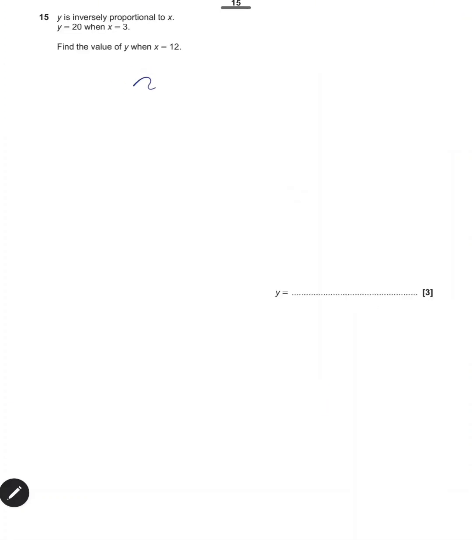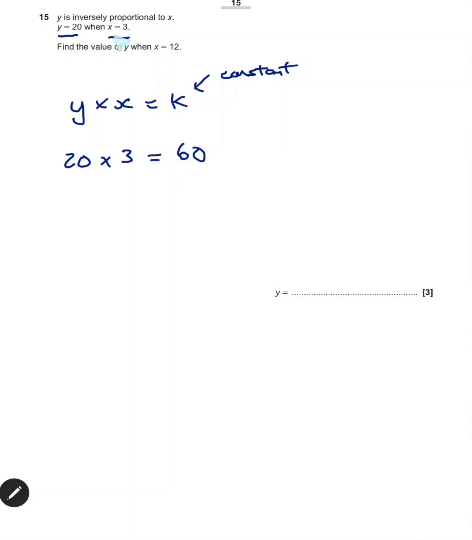Question 15, we've got y being inversely proportional to x, and if that's true, then there's a special rule. Y multiplied by x always comes to the same number. It's called a constant. If you've got inverse proportion, whenever you times those two numbers together, they always come to the same answer. So let's figure out what that answer is. Y is 20, x is 3, and 20 times 3 is 60. Again, if y is inversely proportional to x, whatever numbers you choose for y and x, they will always times to make 60, the same number.